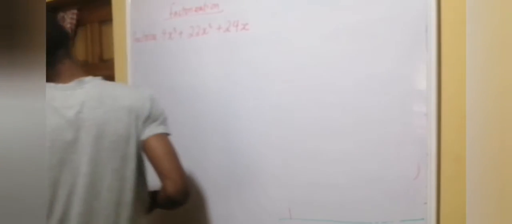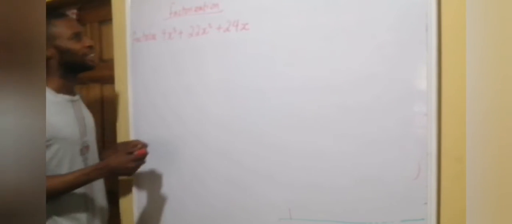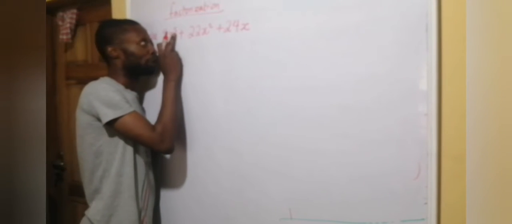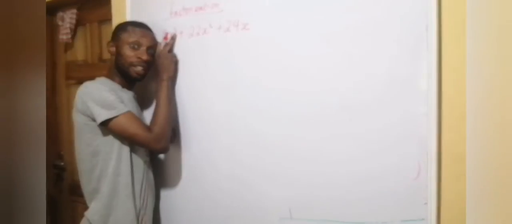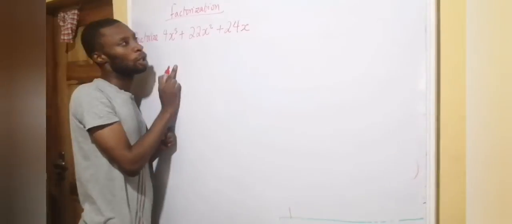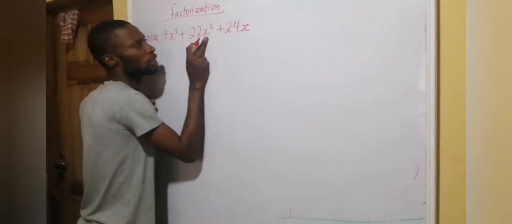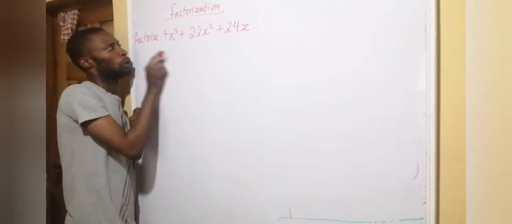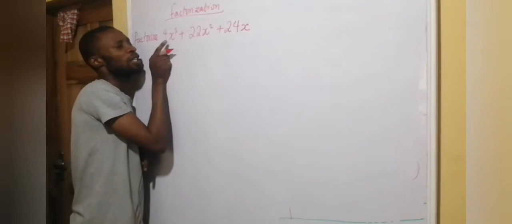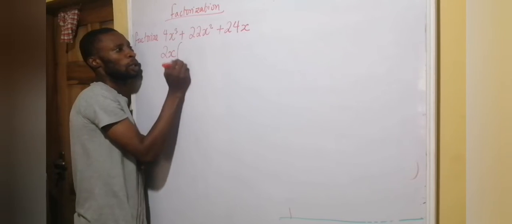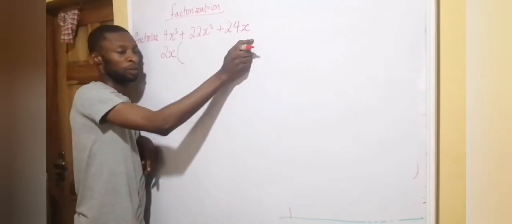Alright, we want to quickly factorize this. Let's see how it's going to work. Now, it's no more quadratic. This is cubic. There's a 3 here. So what we need to do, we need to break it. I notice that x is common here and 2 can go all through. So I bring out 2x, which is common in all 3 terms.